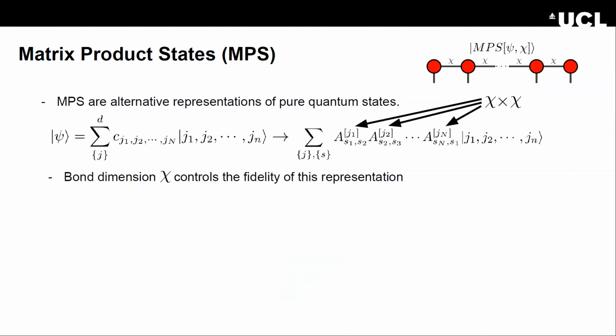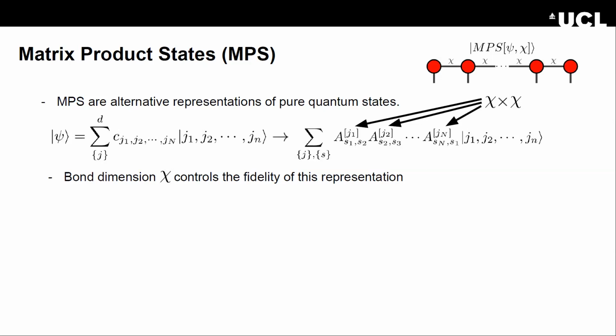A conventional pure quantum state you can write like this in terms of a generic multi-dimensional tensor C. You have all the physical microstates of your system indexed by these physical indices J, which for a spin system will be either spin up or spin down. For an anti-ferromagnetic Heisenberg ladder, they're going to be empty, empty, empty, full, full, empty, full, full. And then you have a big tensor of weightings that is generally exponentially large. It grows with your Hilbert space. That's the thing that's stopping you from numerically simulating these systems.